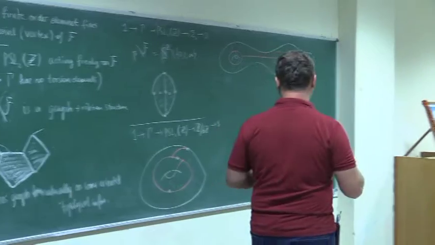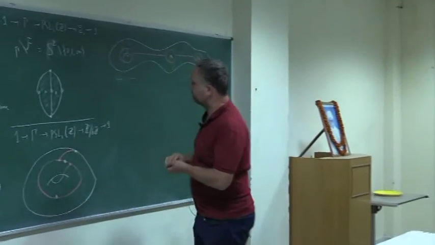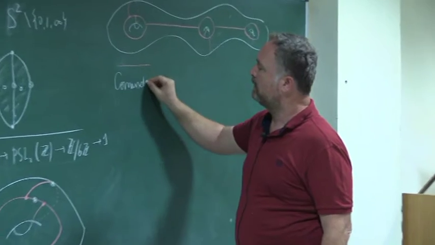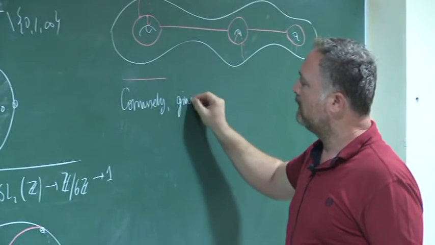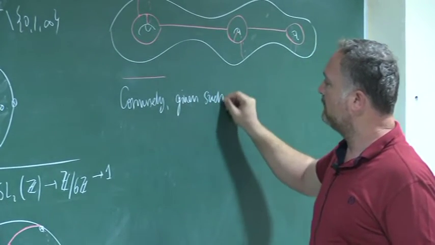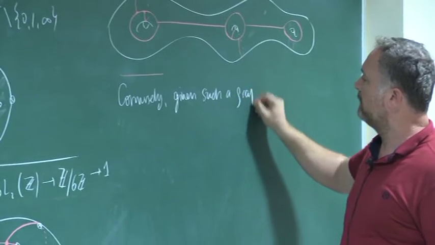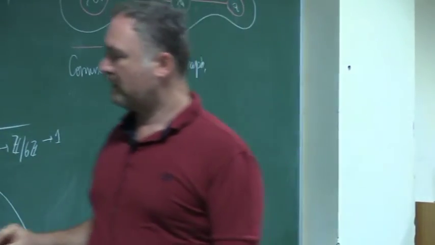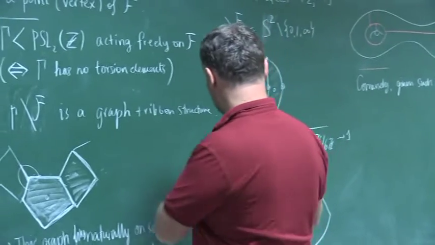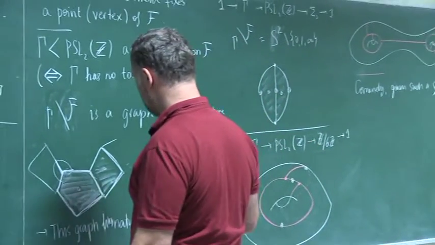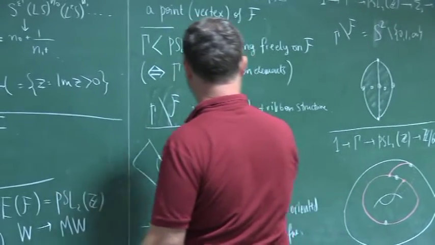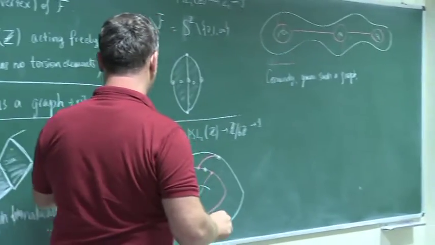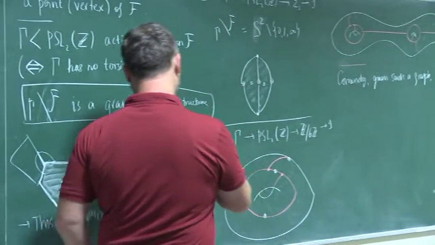So on the other hand, conversely, given such a graph, what kind of graph? It need not be drawn on a topological surface, but it is enough that it must be of this kind. A graph with a ribbon structure, which is bipartite.